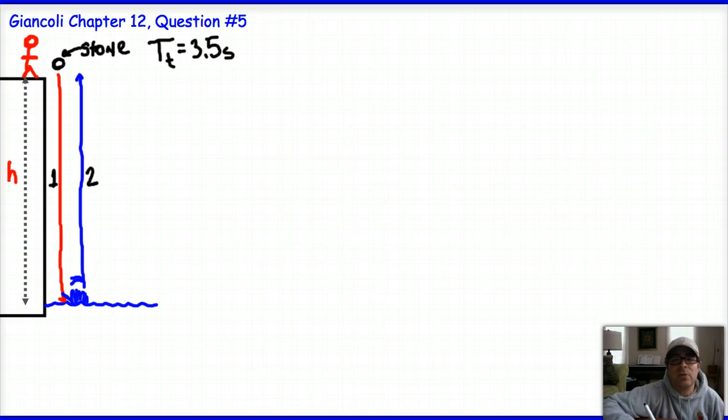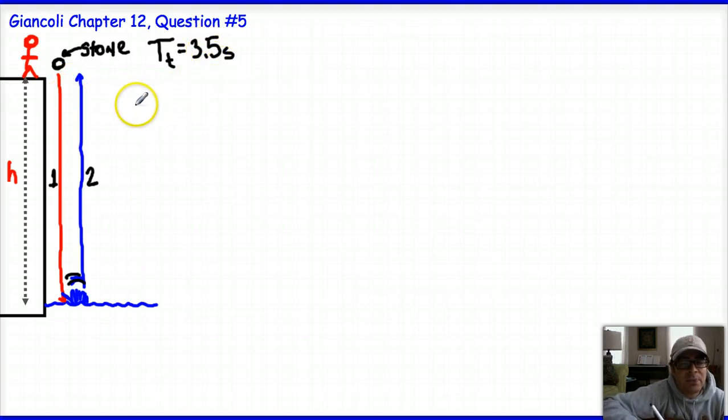I've made a sketch of it over here on the left. We can see the stone is initially dropped. It accelerates down to the water surface. The splash makes these kind of sound pulses that then travel back up at a constant velocity. These are sound waves. I have two separate equations here.